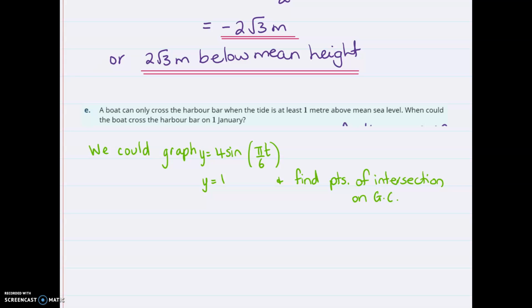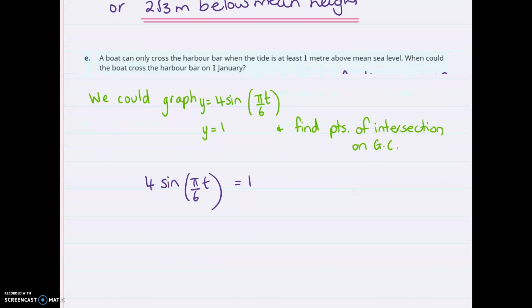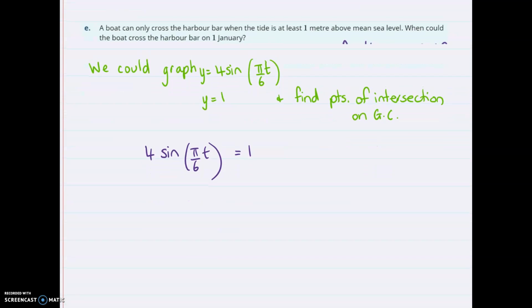Once you do graph it, you can analyze graph, find points of intersection, and it will find those 4 times, and you can see that it's in between a few, and you would have your graph to go with it. If we need to do it algebraically, which you need to understand how to do as well, it's just equating these 2 things. So 4 sine pi on 6t equal to 1, and we just have to solve that equation. The only difference here is we're not going to be using our special triangles to do that, and you'll see why on this next step.